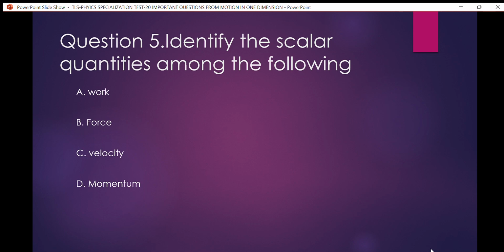So let us check the options. Option A, work. Option B, force. Option C, velocity. Option D, momentum. First, let me go to force.